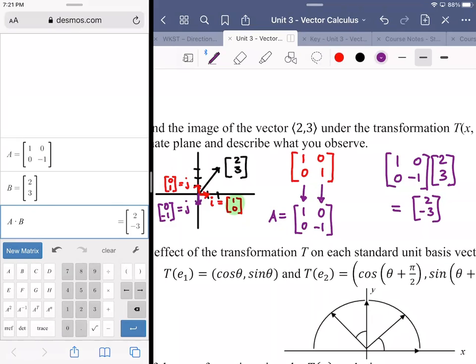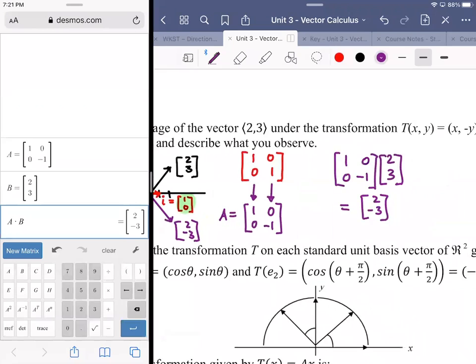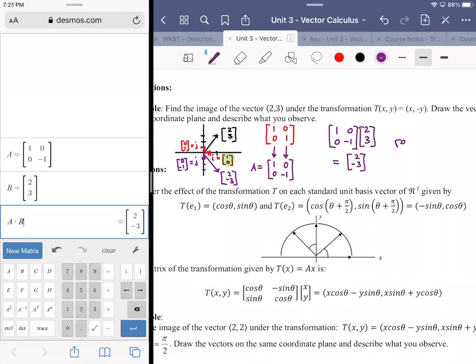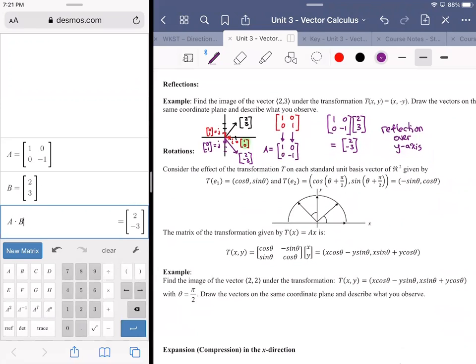So instead of going up 3 units, we're going down 3 units. And so that's our transformed vector. All right, so that's 2, -3. And so that's a reflection over the x-axis. The rotation stuff, we talked about that on the previous page. This is really just kind of formally addressing that and actually carrying out the process.